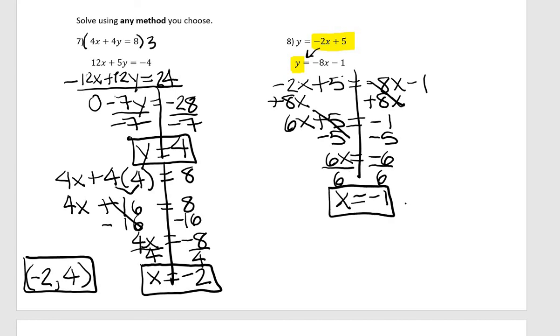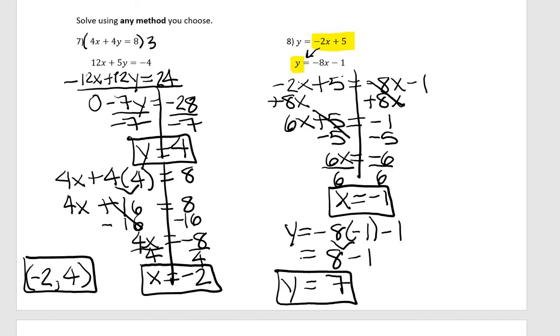Then, once I know what x is, I'm going to plug that into one of the original equations and figure out what y is. Just to mix things up, I'll use the bottom equation. y equals negative 8 times, instead of x, I'm putting negative 1, minus 1. And negative 8 times negative 1 is positive 8. And positive 8 minus 1 is 7. So y equals 7. And I would write that as negative 1 comma 7.